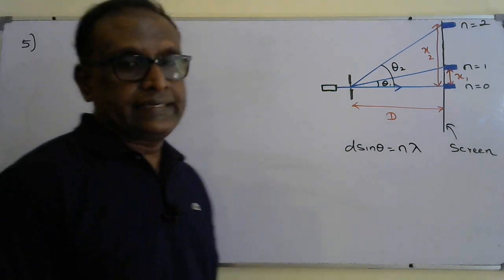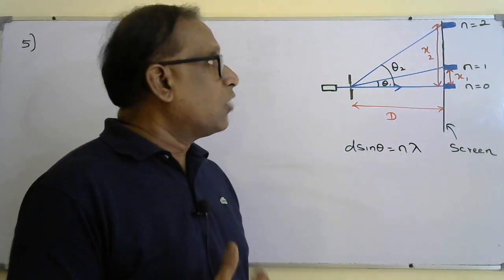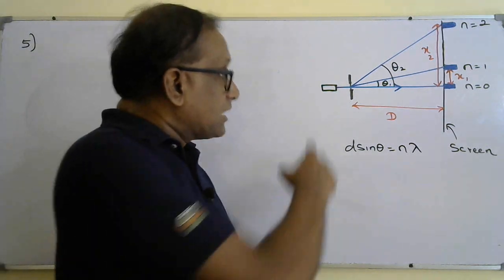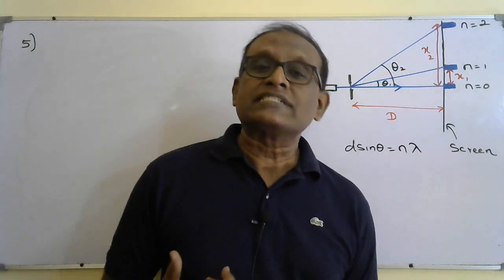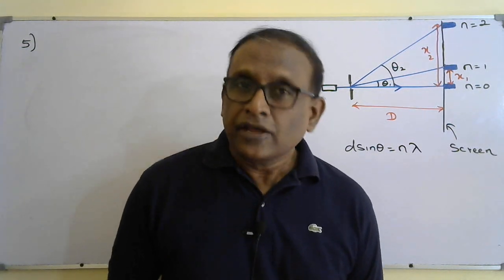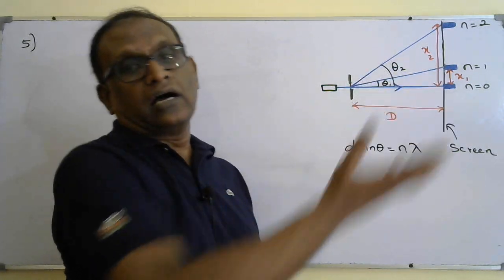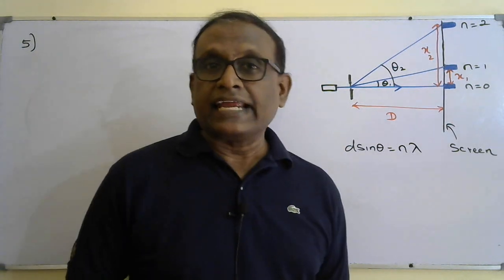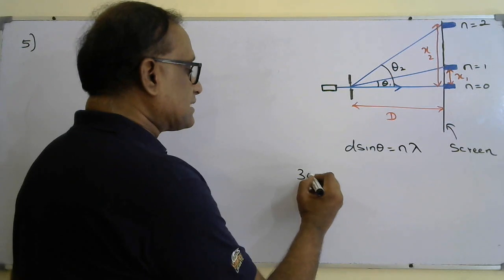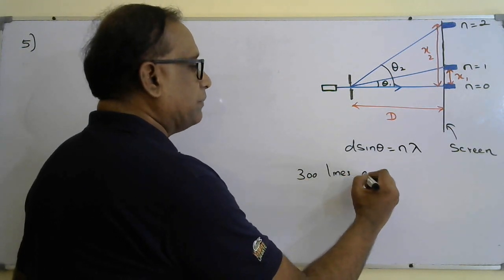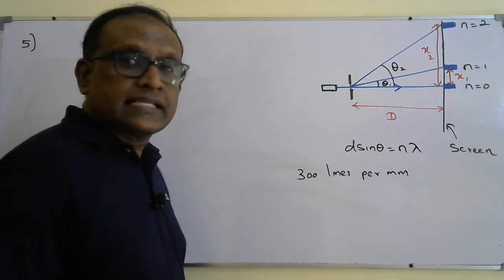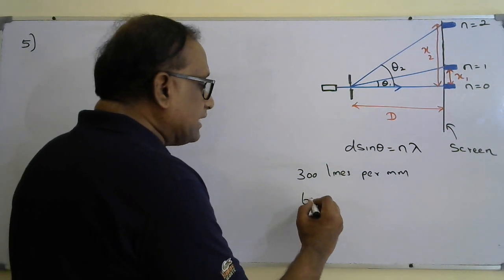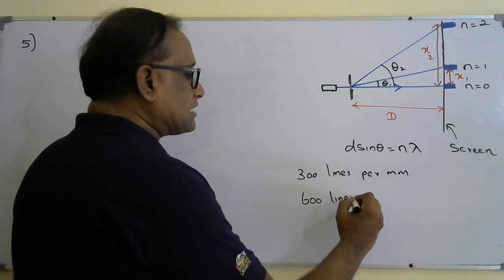Okay, so the fifth point you should know: what will happen to the bright bands formed on the screen when we use a diffraction grating with more slits per millimeter? Say, for example, you are using the same laser torch, monochromatic light, same wavelength, but first you do the practical with a diffraction grating that has 300 lines per millimeter. Then you do the same experiment with the same light source, same wavelength, using a diffraction grating that has 600 lines per millimeter.